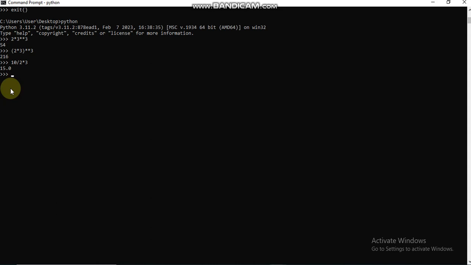I can also force this to work differently by saying, okay, I want 10 to be divided by whatever I have as 2 multiplied by 3. Forcing this in parentheses, then the result should be different, which is 1.6666, which means 10 divided by 6 should be 1.6666. That is what this returns here.